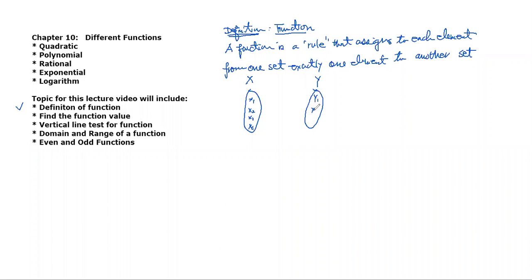So like this is y1, y2, y3. For example, we have some x values and some y values. So what is a function? That means you define a relation or a rule. The key thing here is that for each number, you need to find exactly one element in the other set. That's the keyword: exactly one element in the other set.